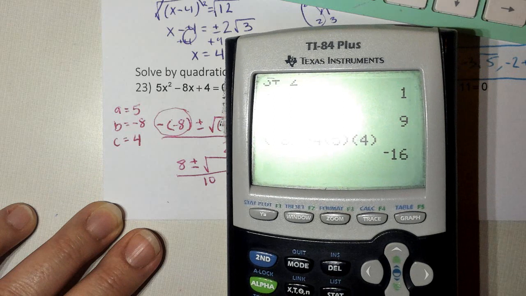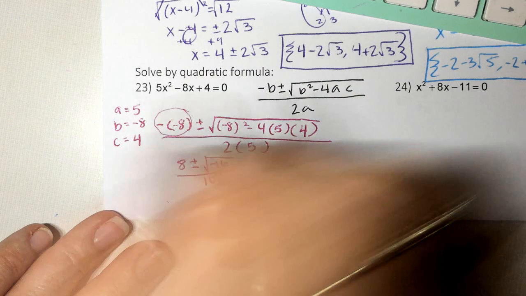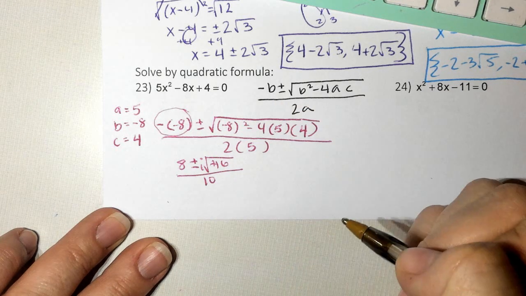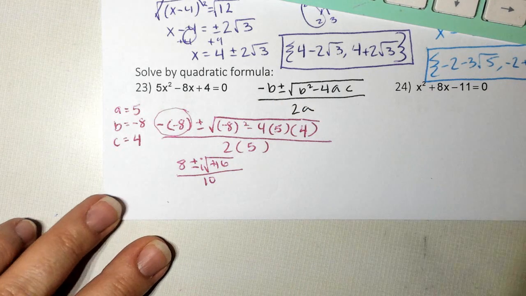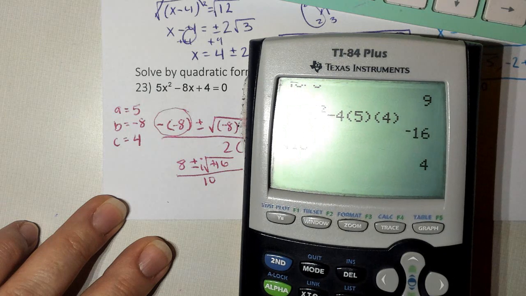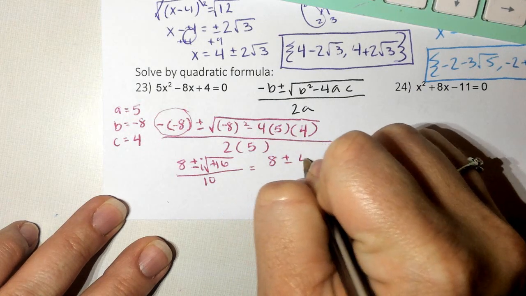I just typed what was under the house and I get negative 16. Now because it's negative, I have to make it positive and put an i. And the square root of positive 16 is 4. And again, if you struggle with that, square root of 16, not 14. And it gives me 4 with no house. So this becomes 8 plus or minus 4i.